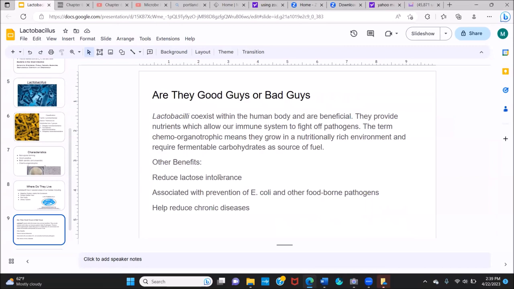By promoting a healthy population of Lactobacillus in the gut microbiome, research has shown that obesity and type 2 diabetes may be easier to control. Lastly, cognitive development may increase with a higher level of lactobacillus as part of the gut-brain axis.